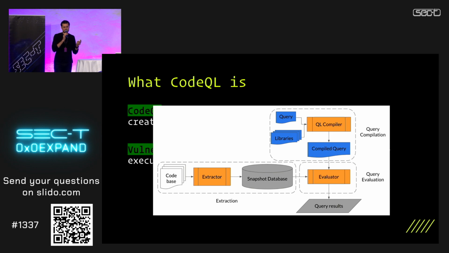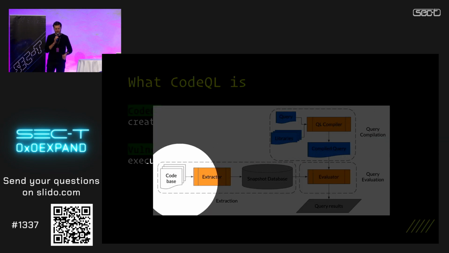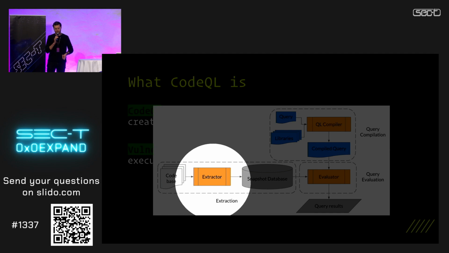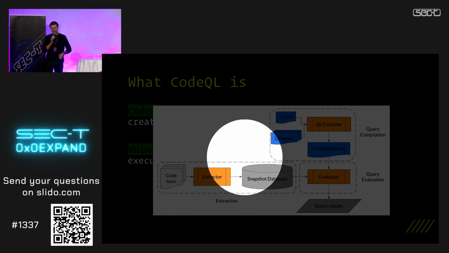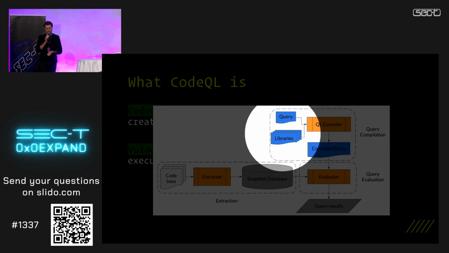If we take a look at this design diagram, you can see that we have a code base that you want to analyze. We have the CodeQL extractor, and it moves some entities into the database. Also, you can write your own queries. It's another step of the analysis.